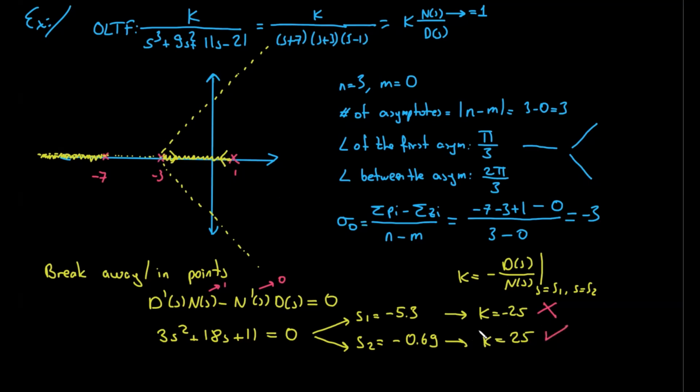So the thing is that, for example, the first candidate was minus 5.3, somewhere over here, right? And since this part of the real axis is not included on the root locus, I can directly see that there is no positive k value such that I will have the breakaway point there, okay? Because this section of the real line is not included in the root locus.